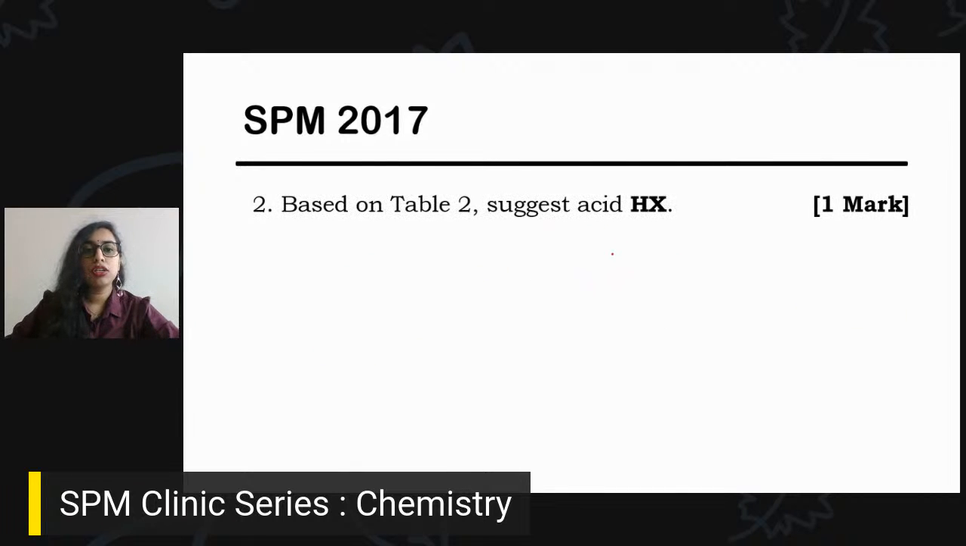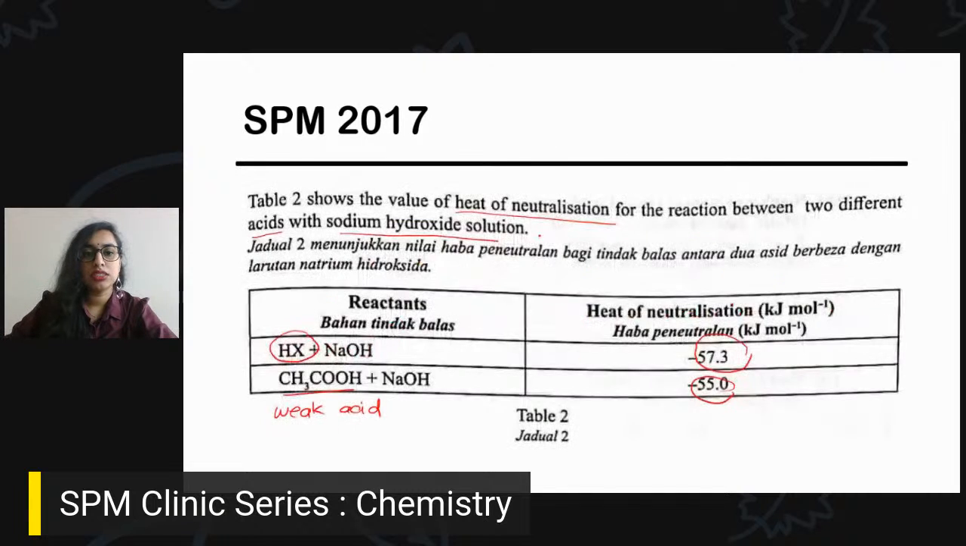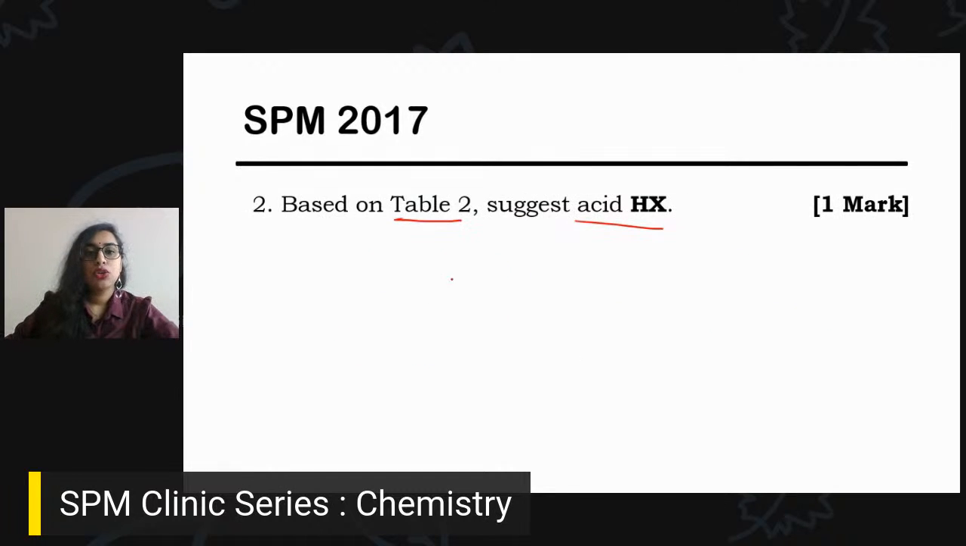All right, moving on to the second question. Based on table 2, suggest acid HX. Let's look into table 2 first. It shows negative 57.3, and it's reacting with a strong alkali. Usually if it's negative 57.3, it's a strong acid with a strong base or strong alkali. So if it's a strong acid, we know that this HX is hydrochloric acid. Sorry.